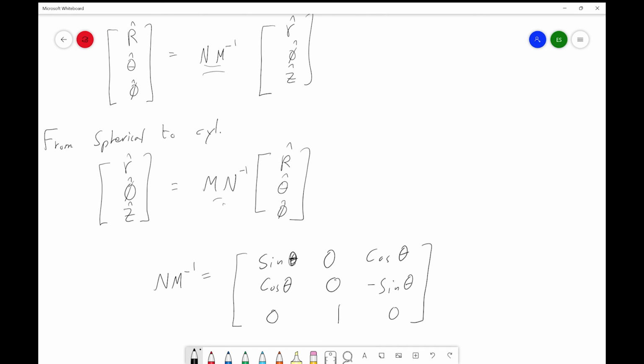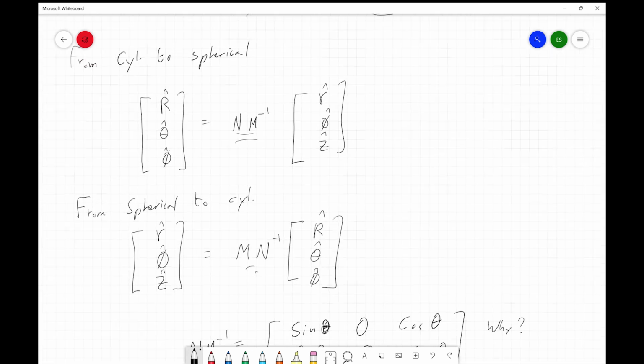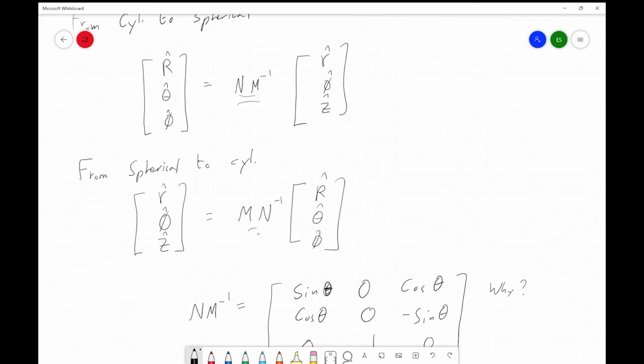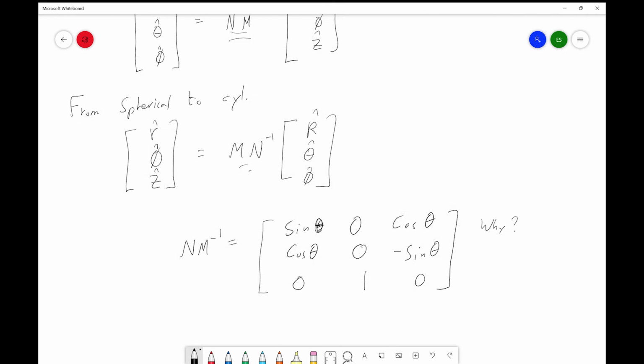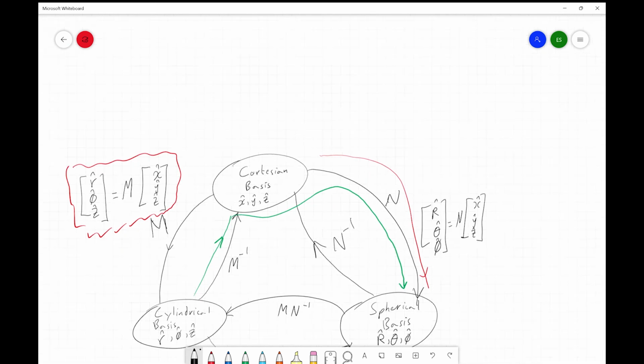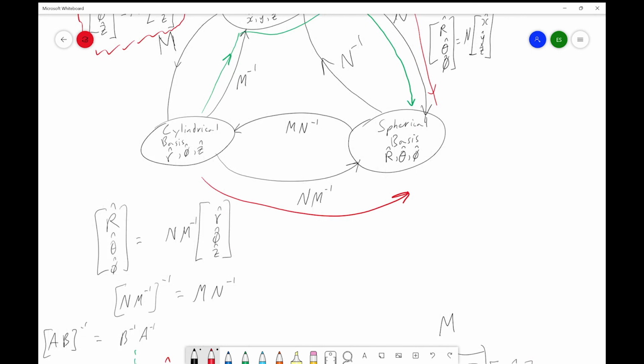Why is that? Well, it makes sense from the symmetry, right? So ask yourself, why does the transformation from cylindrical to spherical seem to be only depending on theta? It does not depend on phi anymore. Okay, so when we go from here to here, the transformation does not depend on phi anymore. It only depends on theta because of the symmetry. So let's discuss that a little bit.